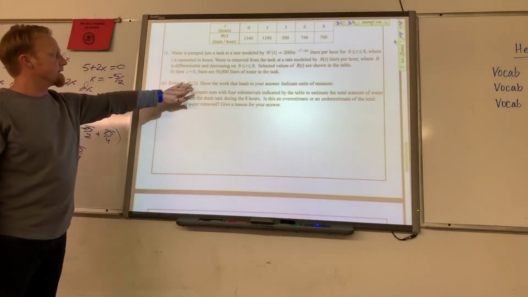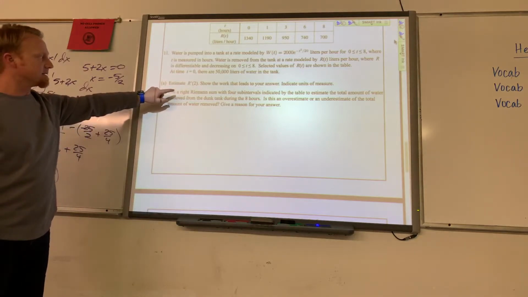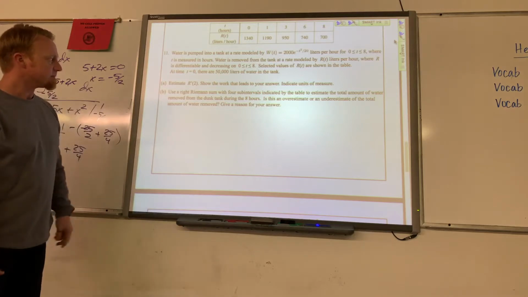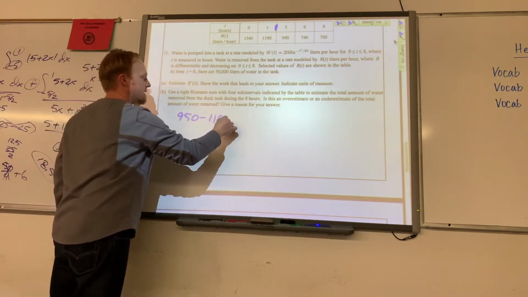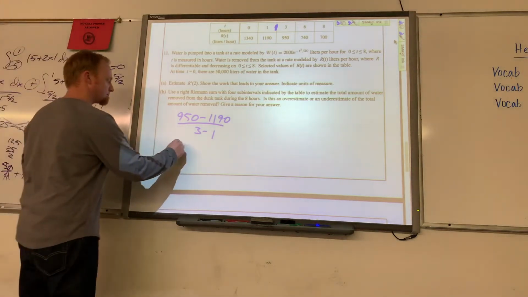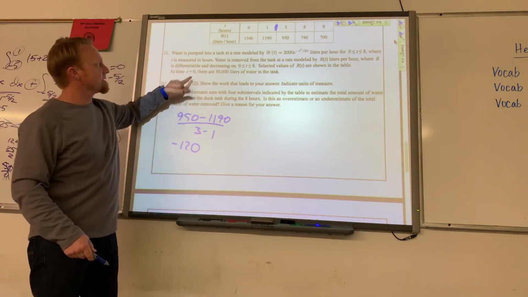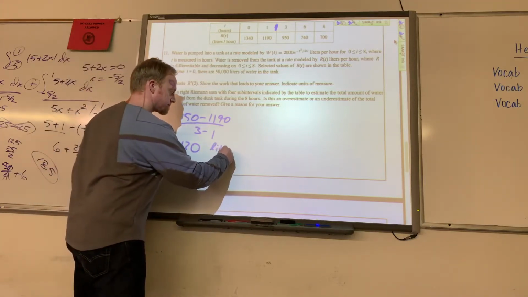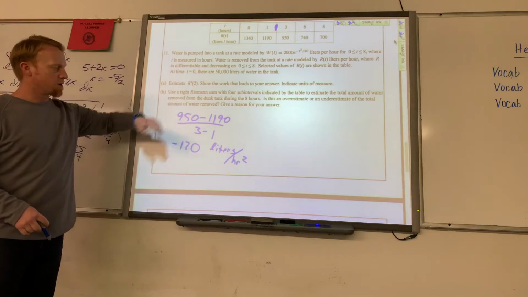All right, first thing we want to do is estimate R prime of 2. Here's R. I need to estimate R prime of 2, so this takes me back to what we were doing on the last test. This is an IROC. To estimate an IROC, I need a ROC. 2 is in here, so that means I need to do 950 minus 1190 over 3 minus 1. And when we work that out, we end up with negative 120. Now make sure you get your units correct. My units of R are liters per hour. I was doing the derivative of it, so that means my units there should be liters per hour squared. So there's my estimate for R prime of 2.